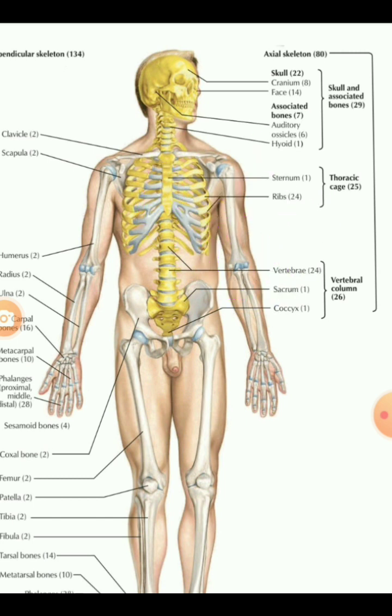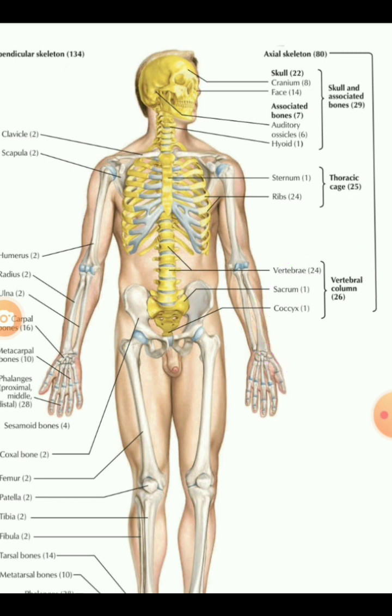Now let's move further with the vertebral column, which has 26 bones. As you can see here, we have 24 vertebrae. Let's calculate how it is 24. First we have 7 cervical, 12 thoracic, 5 lumbar. We have 5 sacral bones, but those 5 are fused and form one sacrum only. This is why we calculate it as one sacrum. Then we have the coccyx, one coccyx. So this is how your vertebral column is made up of 26 bones.